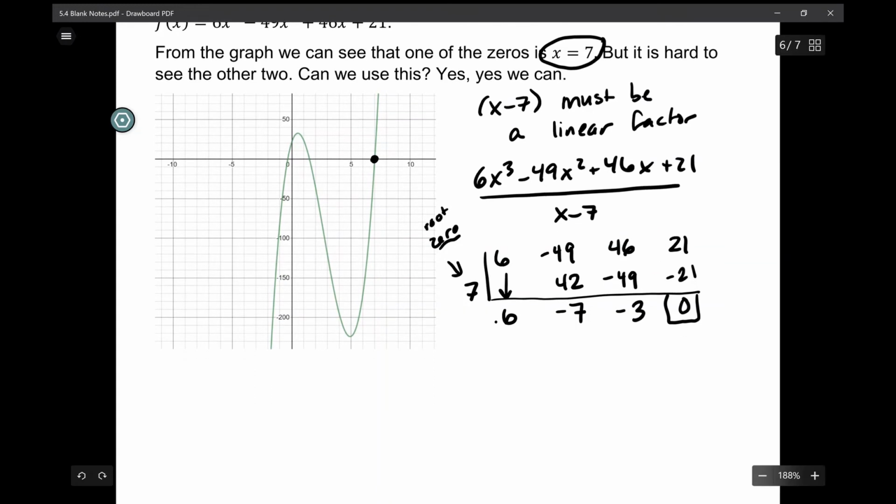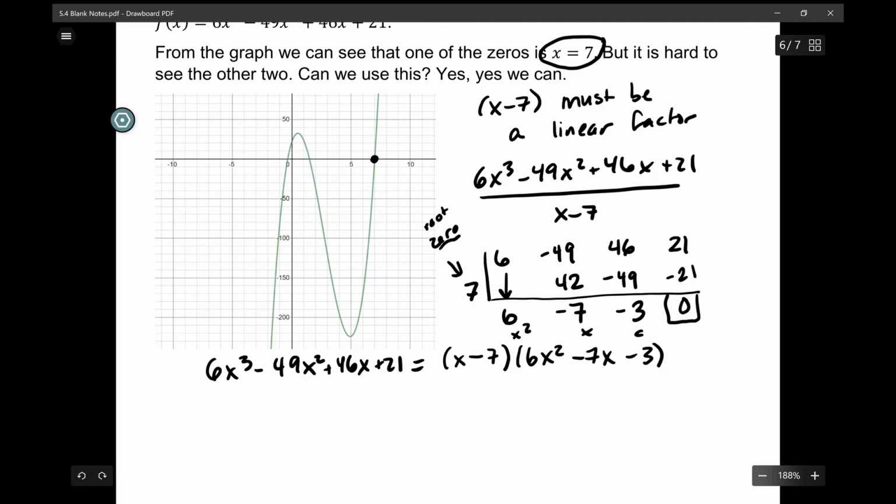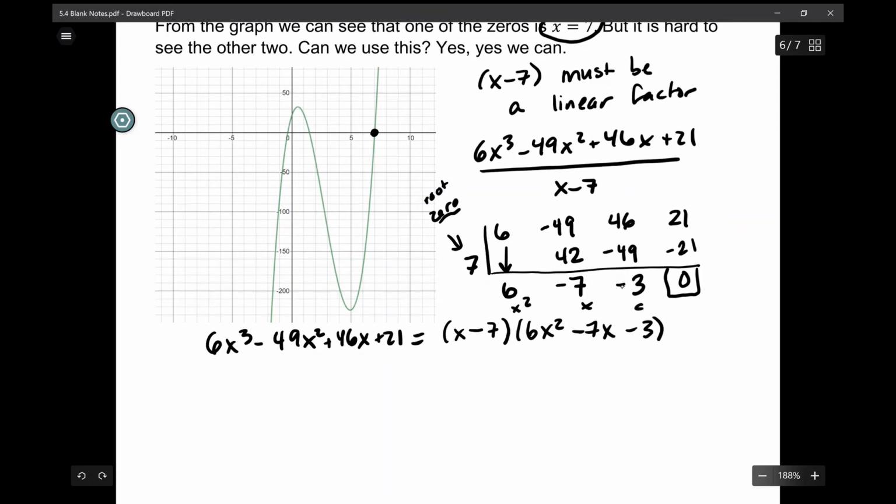So what does this tell us? That looks like 0.6, but it's actually just 6. This tells us that x minus 7, times 6x squared minus 7x minus 3 (this is my constant term, this is my x term, this is my x squared term), is equal to my original polynomial, 6x cubed minus 49x squared plus 46x plus 21. All right, so now all we need to factor is this quadratic.